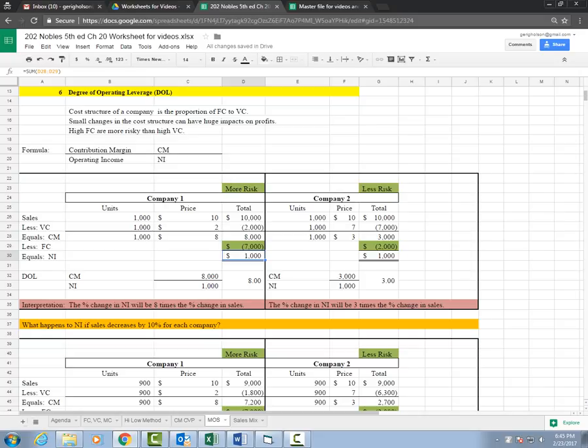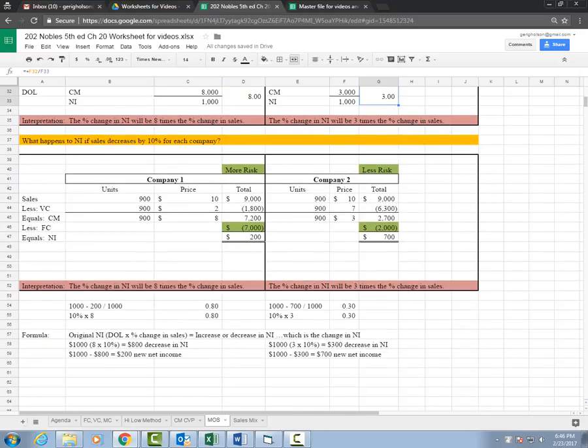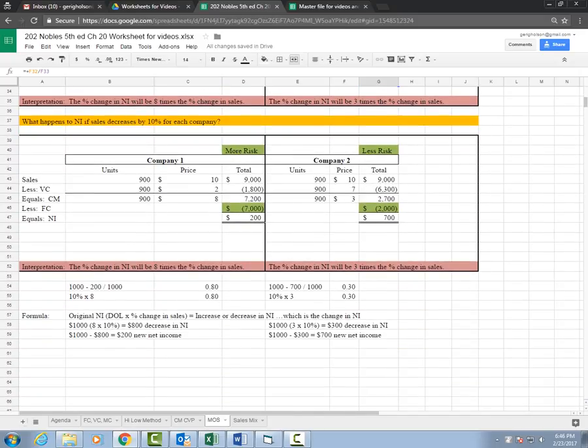This company 2 is a more stable company, because whatever happens to sales, only 3 times that percentage will happen to net income instead of 8. So if you want to take risk, you want a high fixed cost. If you want to be not so risky, you want a lower fixed cost in your company. So let me show you an example of how it works. Let's see if we can get through this.